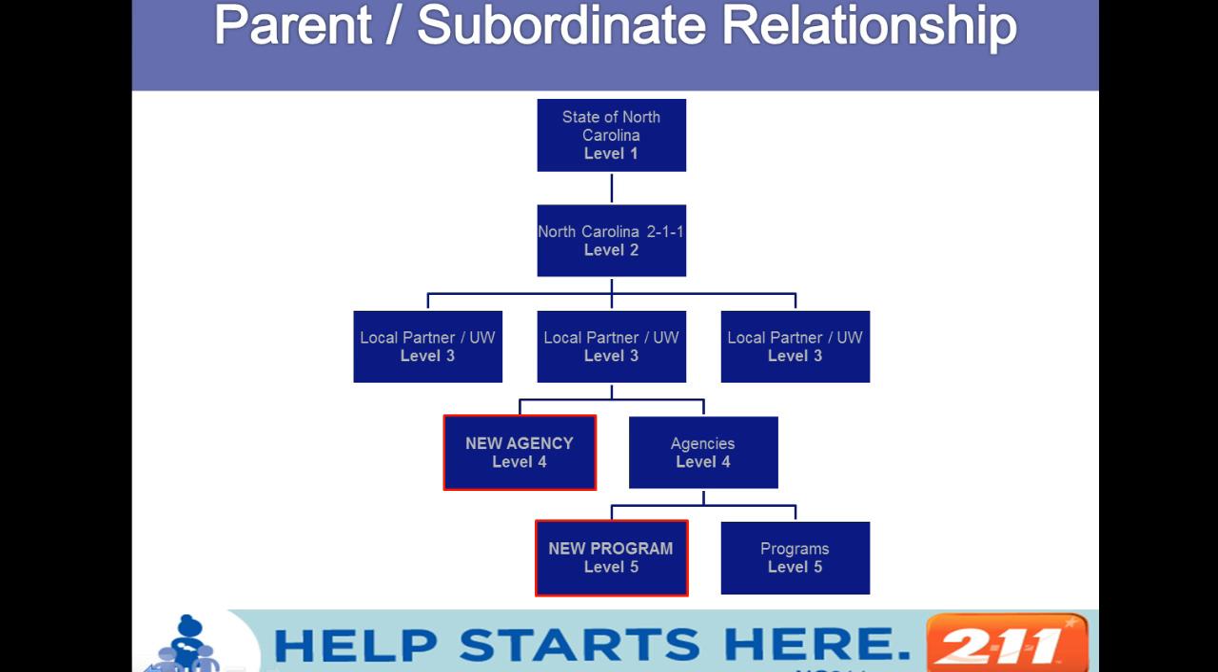To add a new provider, you must first identify who the parent of that provider will be. Many times if you're adding an entirely new agency to your community, the parent provider will be your local partner or United Way profile. So if you're adding a new agency at level 4, you'll begin by going to level 3. If, however, this is simply a new program of an existing agency, let's say your health department is adding a new pediatric clinic, you would begin by going to the level 4 listing for your health department and then add a new subordinate program at level 5.